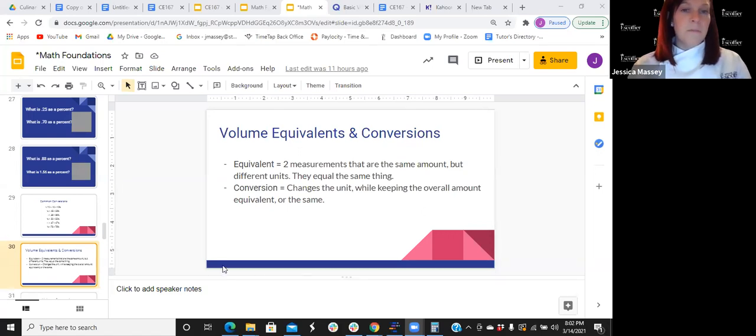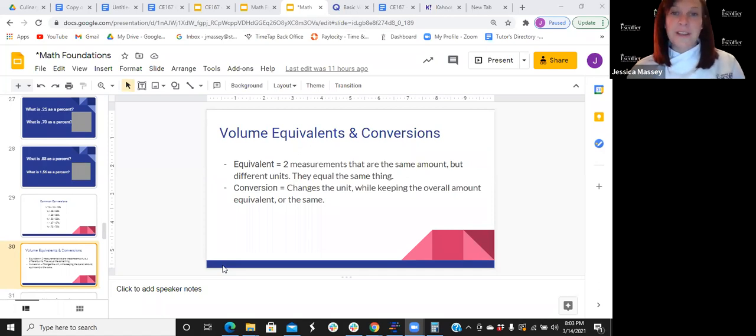So I am going to share my screen with you all and we'll get started. Actually, before I start, if you have questions, throw them in the chat. I will pause here and there too. There's not many of us, so feel free to throw out whatever you need help with. But anyway, back to volume conversions.